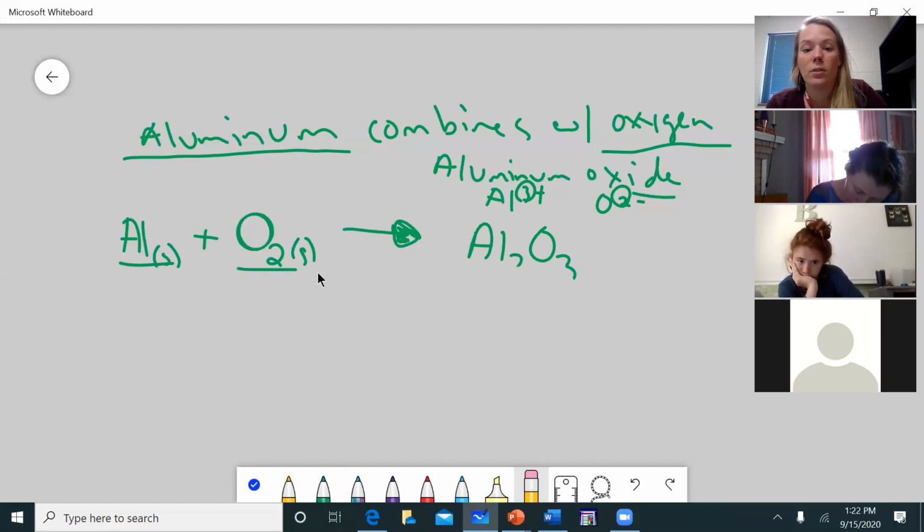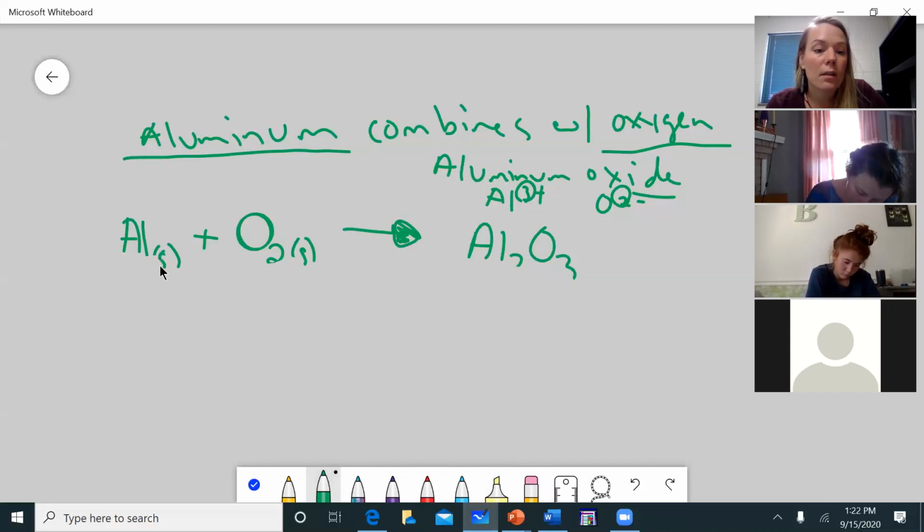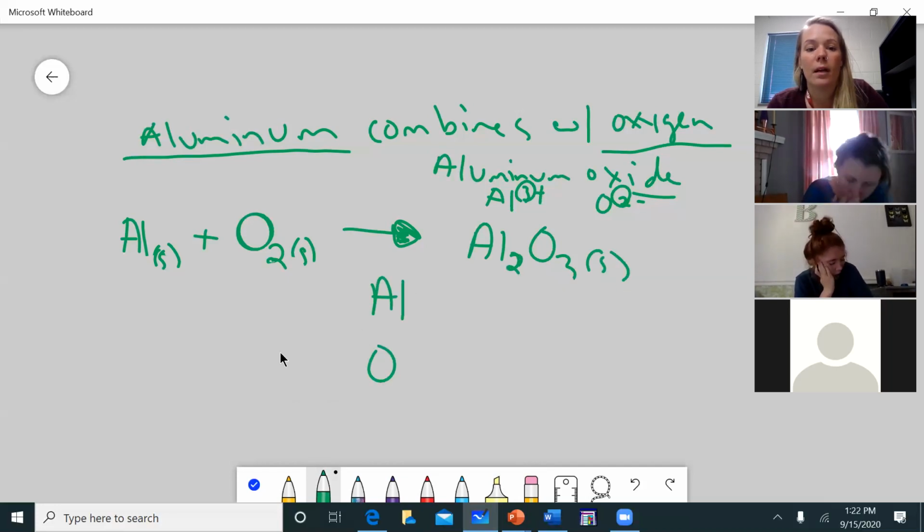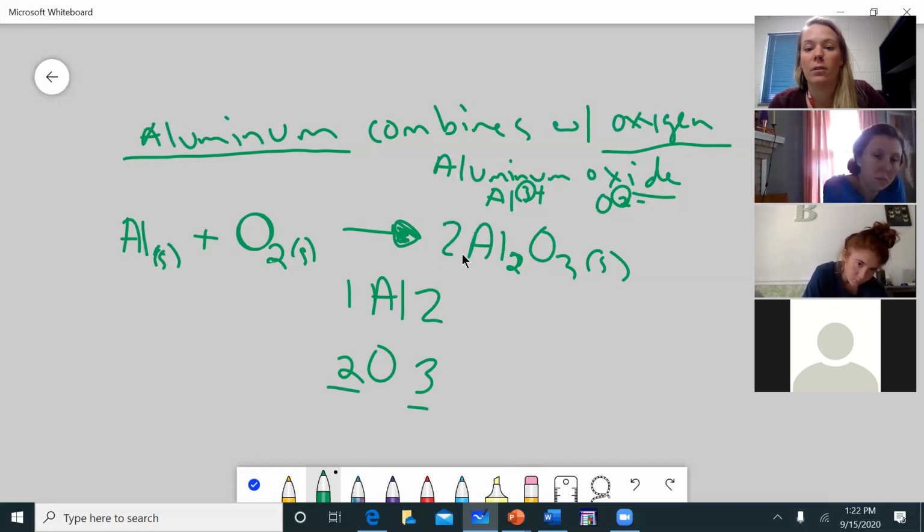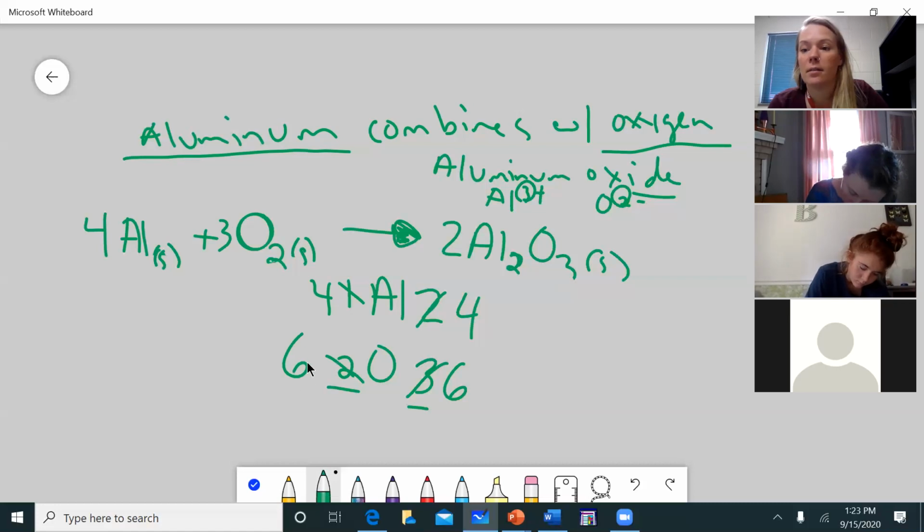So now I'm going to balance these. This is also solid. So I've got aluminum, I've got oxygen. On this side I have 1 and 2. On this side I have 2 and 3. There's that 2 and 3 again. I'm going to throw a 2 here. That makes this 6, makes this 4. And then I can throw a 4 here to make that 4, and a 3 here to make that 6.